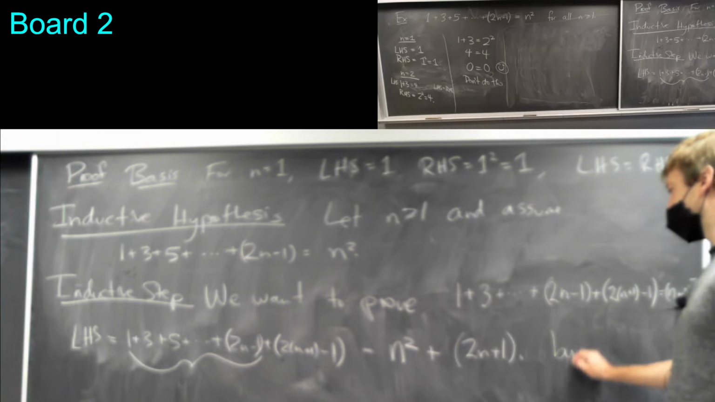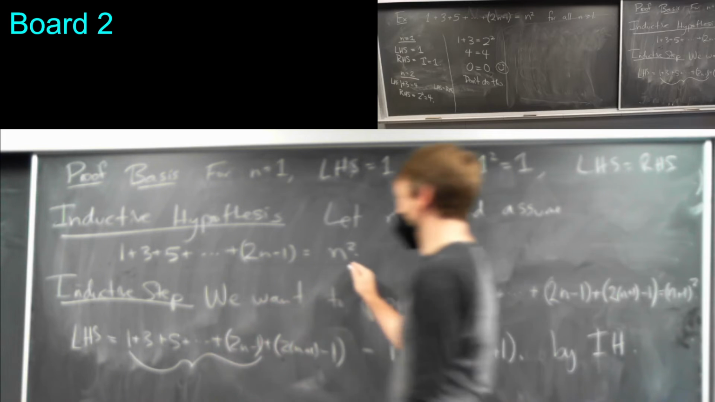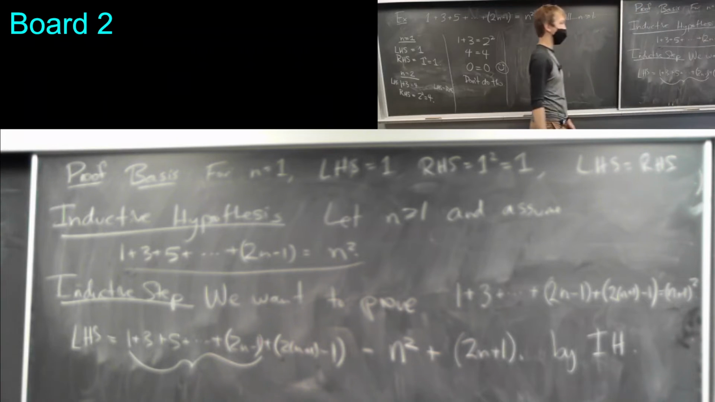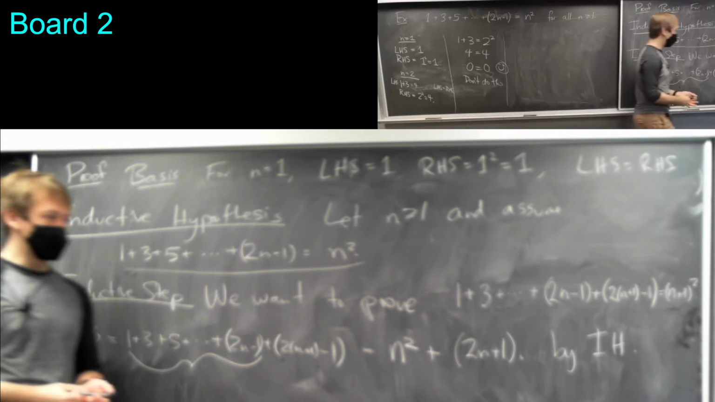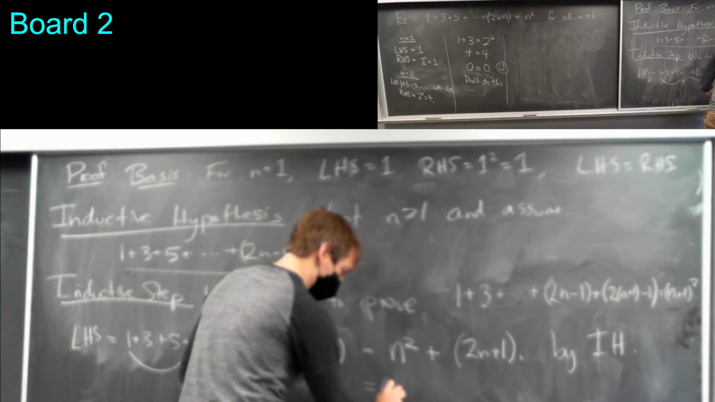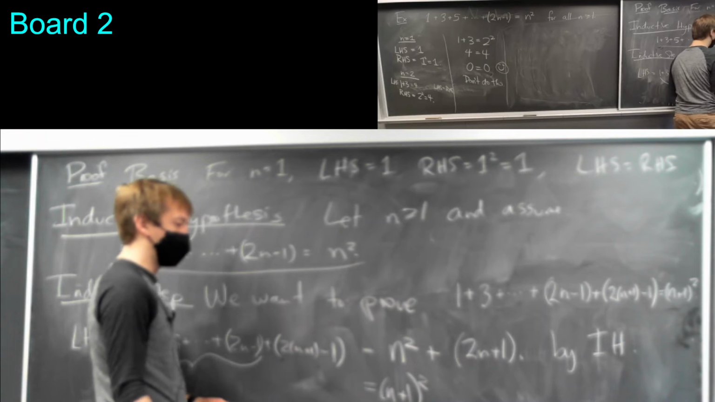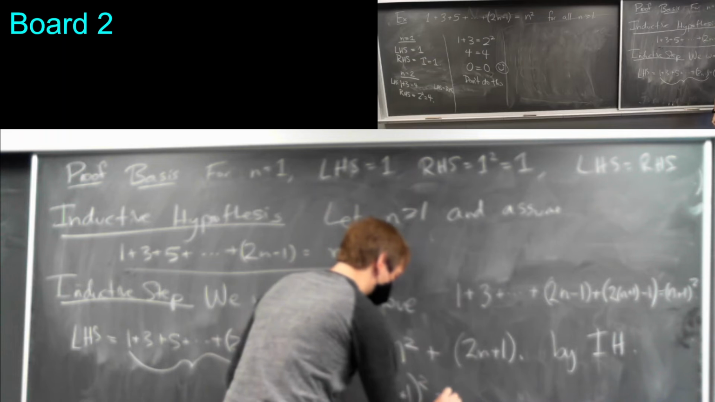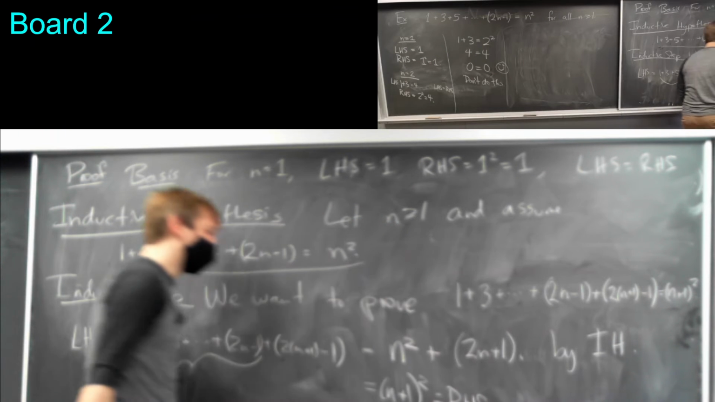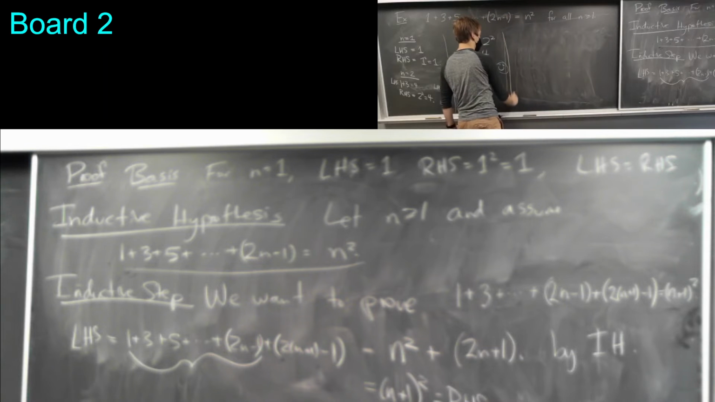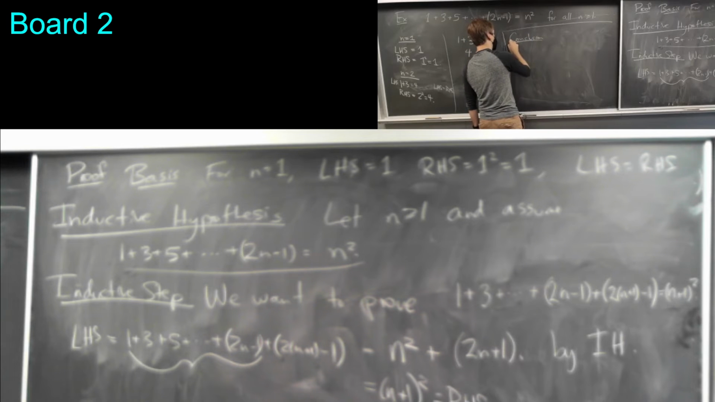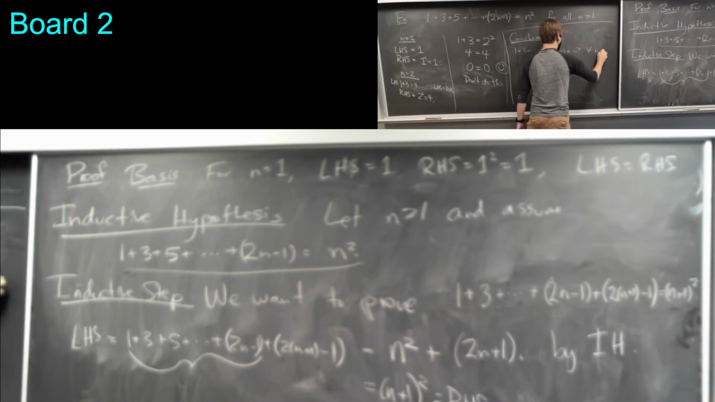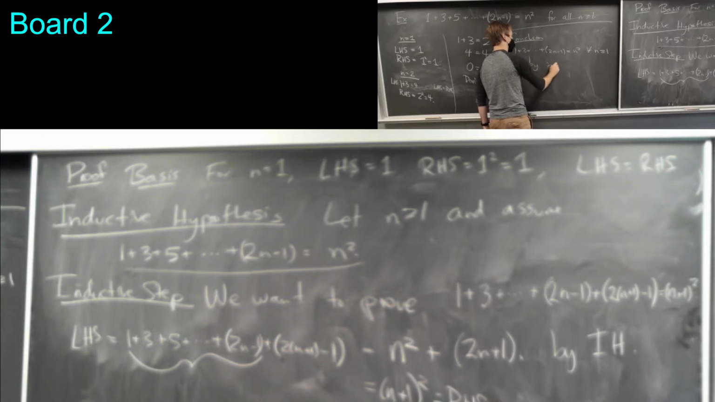So by the inductive hypothesis, right? I'm just using this equation. And now you factor it, right? n squared plus 2n plus 1 is equal to n plus 1 squared by algebra, which is equal to the right-hand side. Okay, so that's it. That's the proof. So conclusion: therefore, 1 plus 3 plus dot dot dot up to 2n minus 1 equals n squared for all n at least 1 by induction.